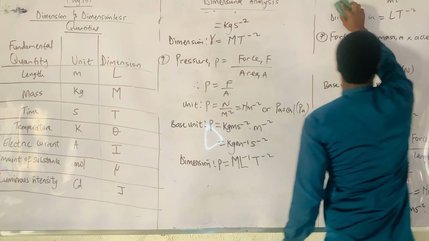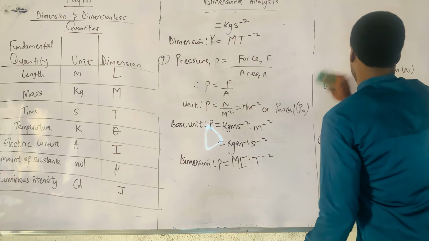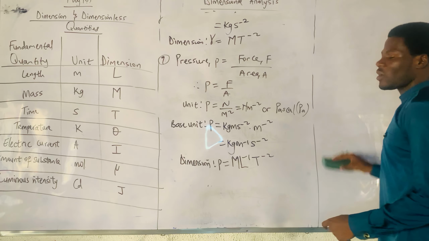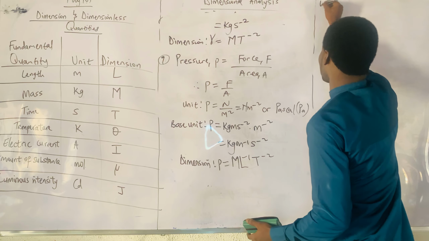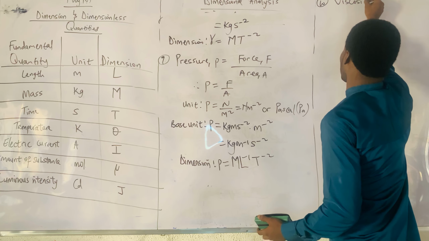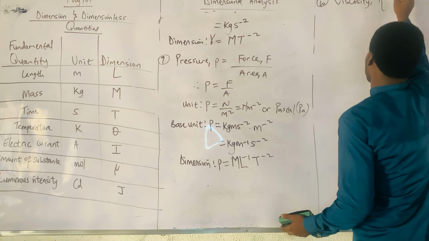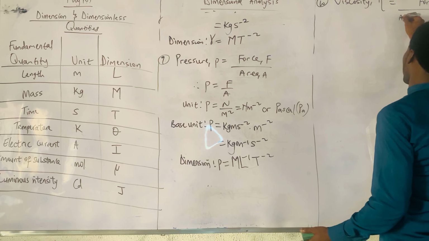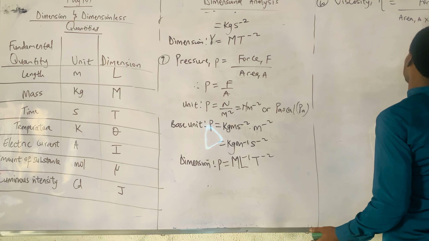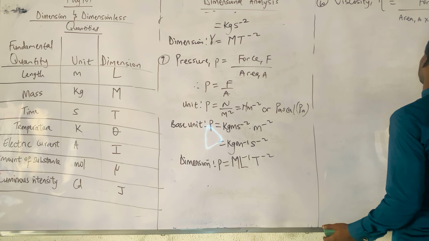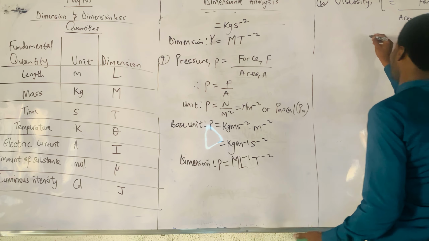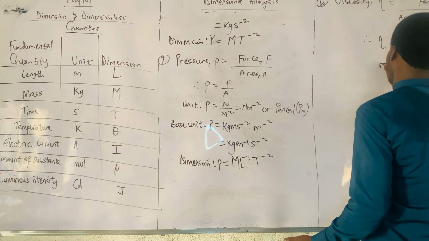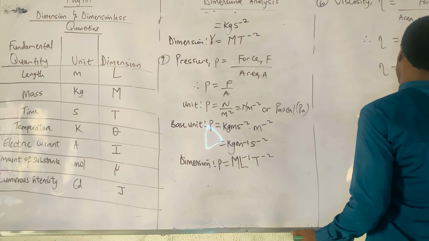And the last one we'll be looking at is viscosity or coefficient of viscosity. That's number 10 now, viscosity. Viscosity, we use eta for that. And that is force over area times velocity gradient. Velocity gradient is velocity over length. So we have eta equals F over A times velocity gradient. The L can go up, so we have FL over AV.